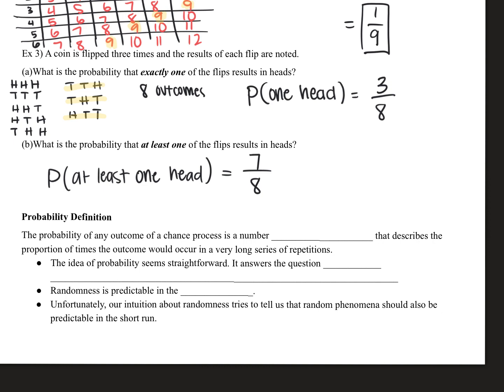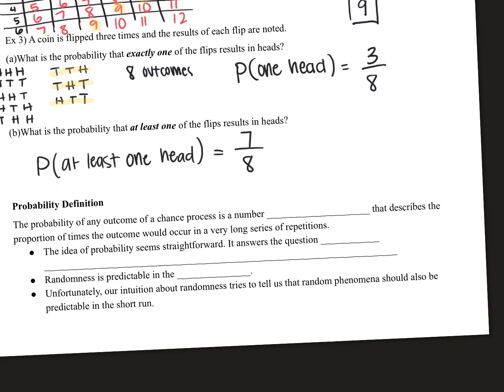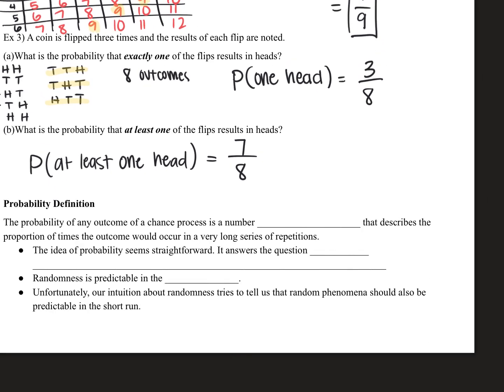So when we talk probability, the probability of any outcome of a chance process is a number between 0 and 1 that describes the proportion of times the outcome would occur in a very long series of repetitions. So 0 obviously here represents never happens. And 1 would represent always happens. And we will do examples where the probability is 0 or 1.